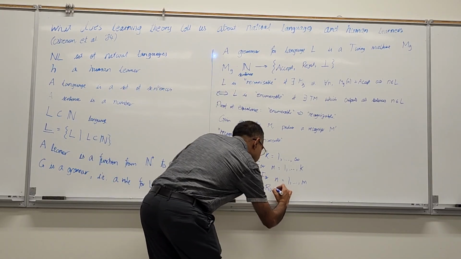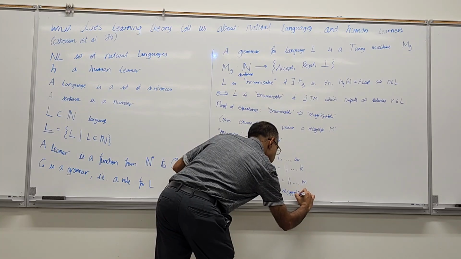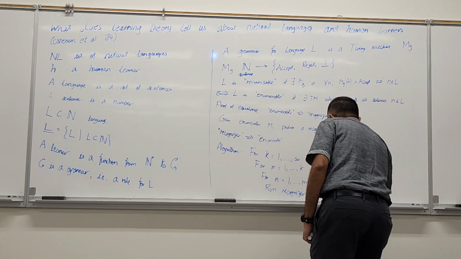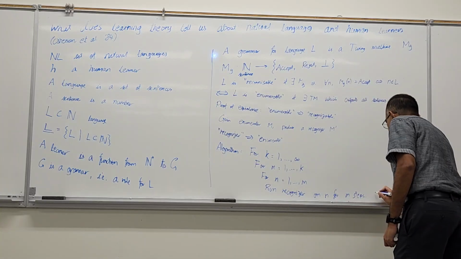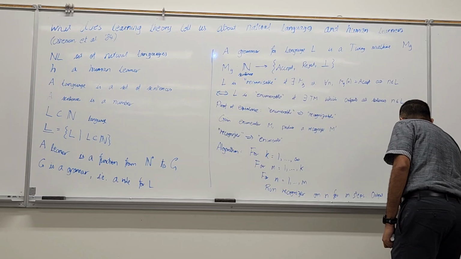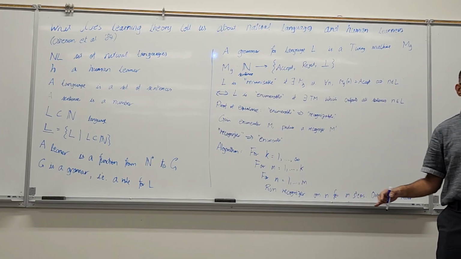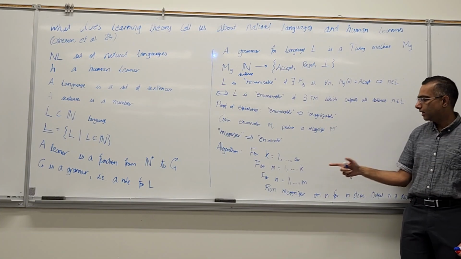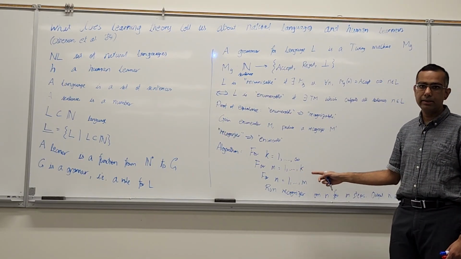So run user on N for M steps, and then output N if it exits. Okay, does this make sense? So all we are doing is, we are first picking a K, and K will just keep going from 1 to infinity, and then we first pick a number of steps that we are going to simulate the Turing machine.